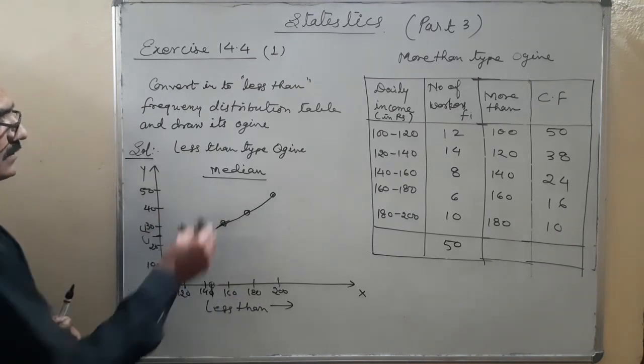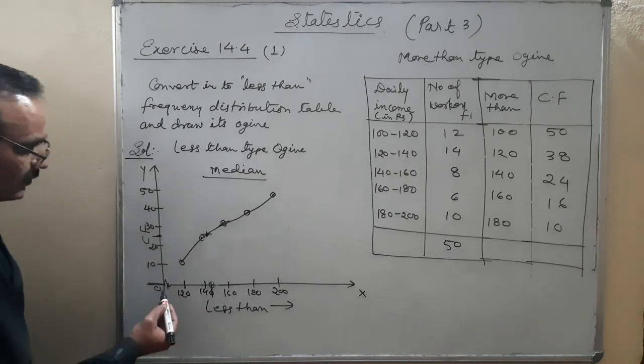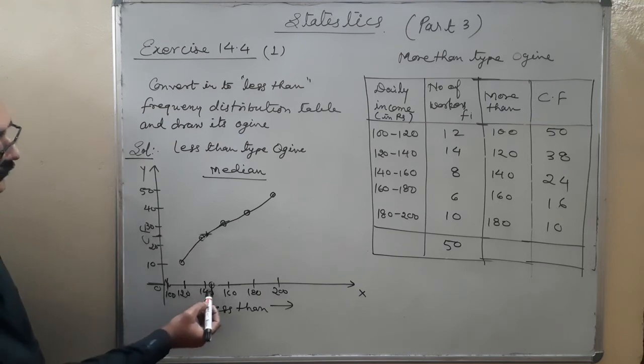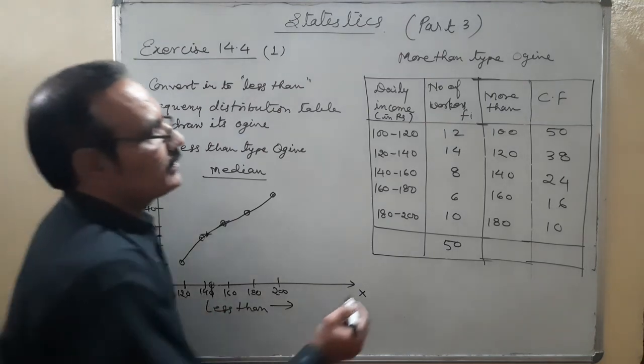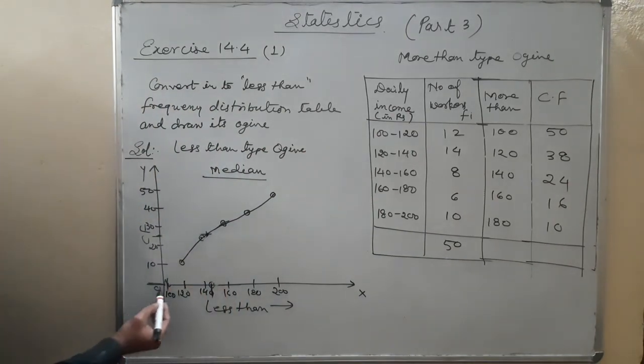This is as it is. I am making the more than type here. So for the more than type, what happened? It is 100. Here's a 100, 100, 120, 140, 160, 180. It's okay. 100, 120, 140, 160, 180. At 100, what is this?